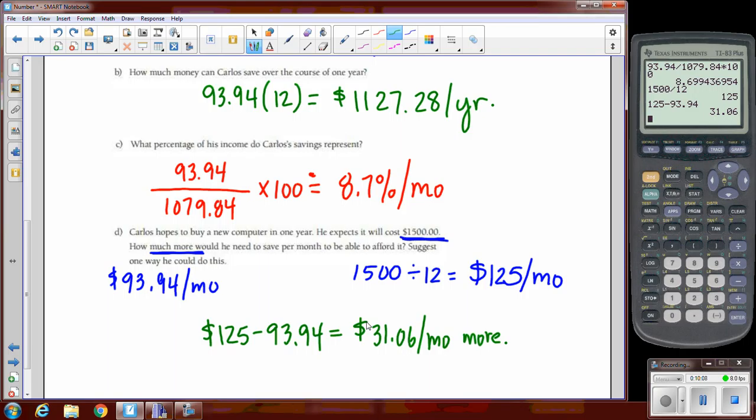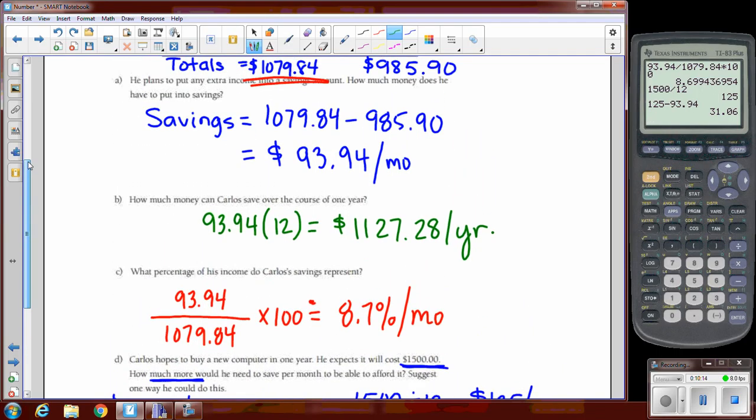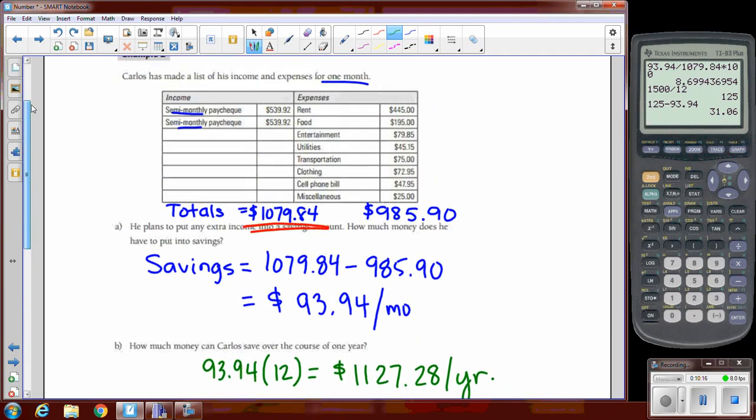So we have to somehow look at his budget and say, where can this actually come out of? If he needs to save that much and he really wants this computer, it says make a suggestion on what he can do. So we look at his expenses. Rent, I can't do anything about that unless I decide to move for a year just to get cheaper rent. Maybe he could take in a roommate to save up on his rent.